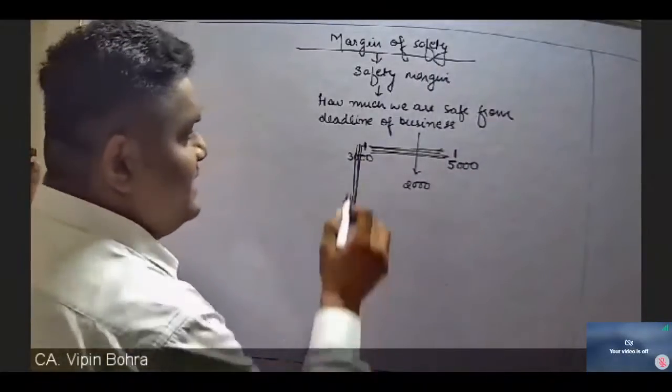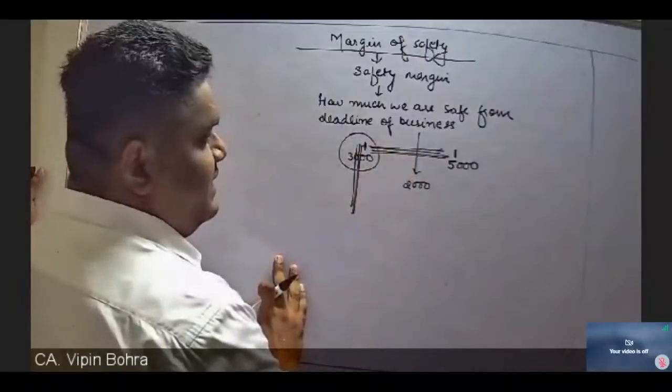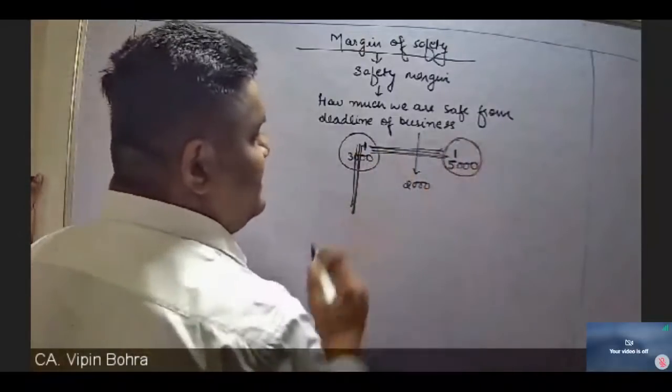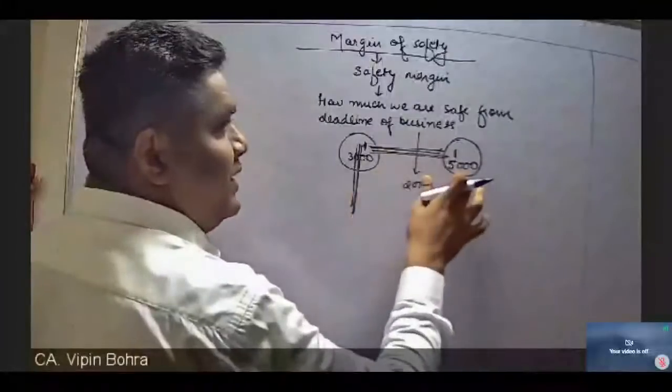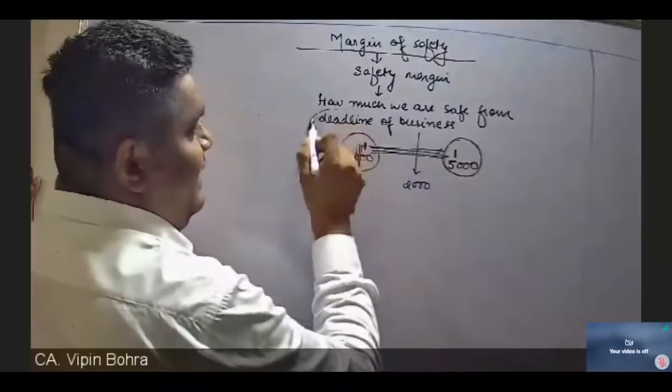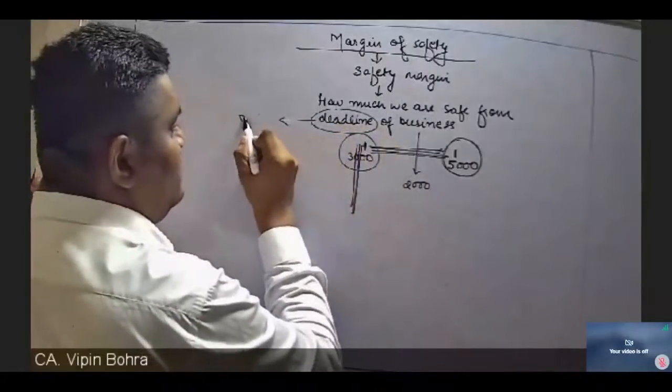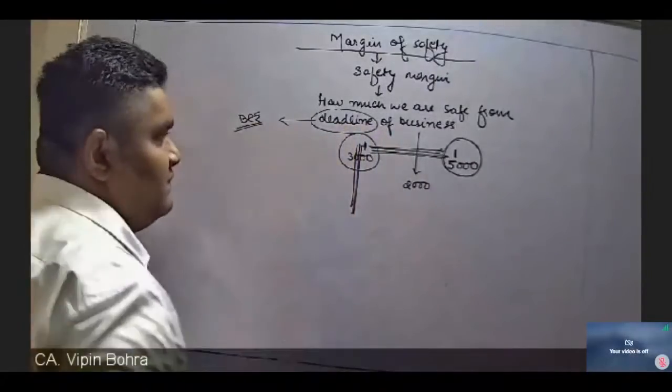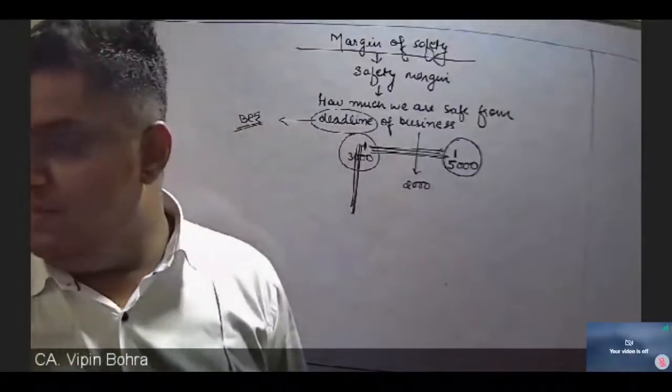I repeat again, this is the deadline, that is 3000 sales, and I am standing at a sales of 5000. So how much safe am I from the deadline? Very simple, 2000. This deadline is what? My break-even sale. What is my deadline basically?